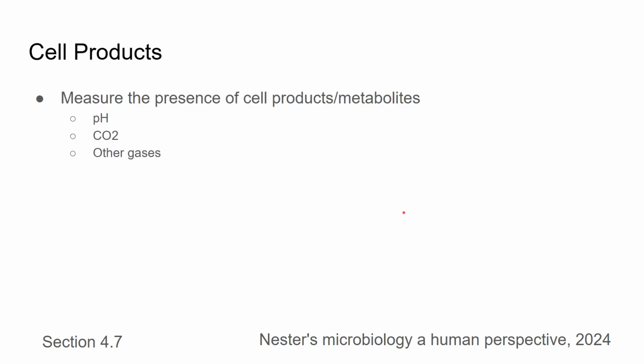And then the cell products: you can measure the presence of cells by their products or metabolites. This is going to be things like pH. So if something's making ammonia, you can measure that it becomes slightly basic, or if it's producing carbon dioxide, you could see bubbles. If you've ever seen yeast foaming, that's not quite a bacteria, but you could see that carbon dioxide is being produced, as well as any other gases. And that covers everything from this unit.